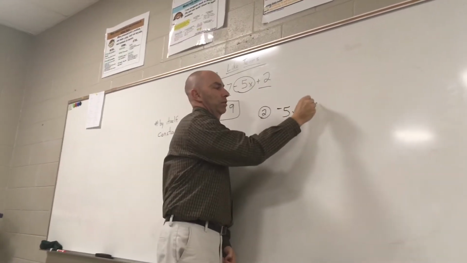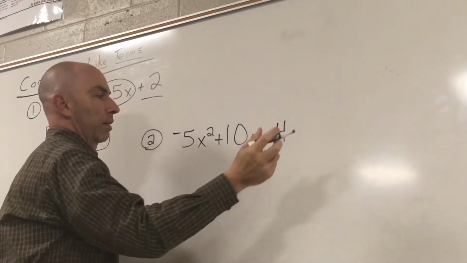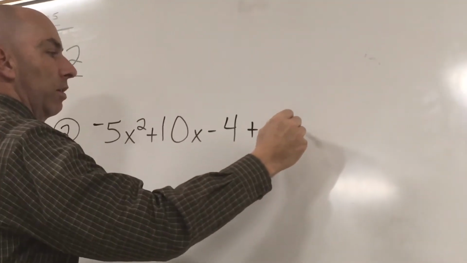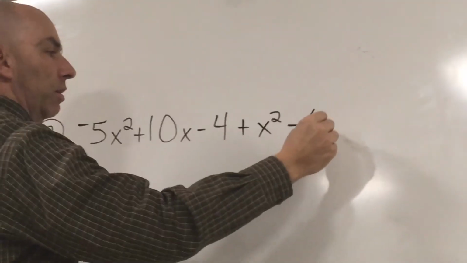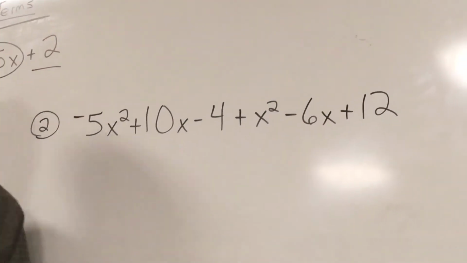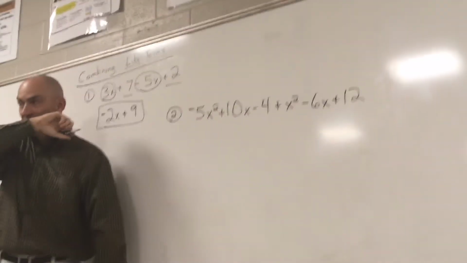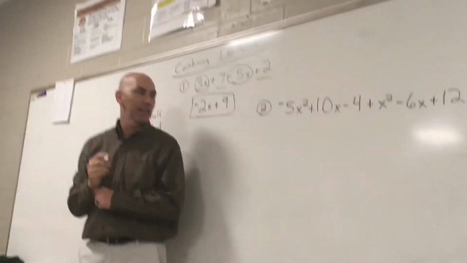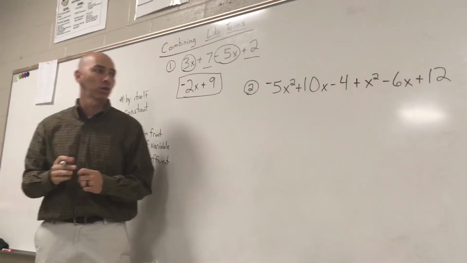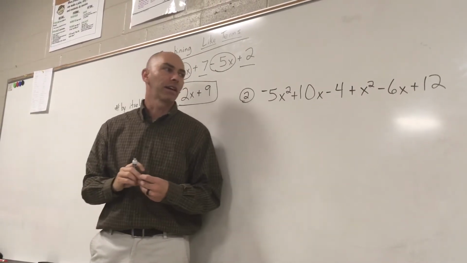Let's go. 10x minus 4. I'm making up problems here. Plus x squared. Negative 5x squared plus 10x minus 4 plus x squared minus 6x plus 12.